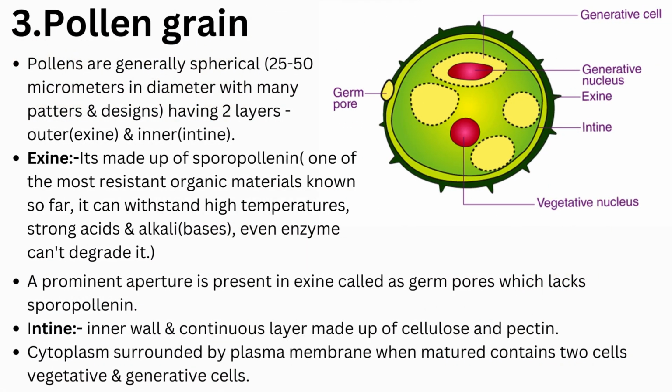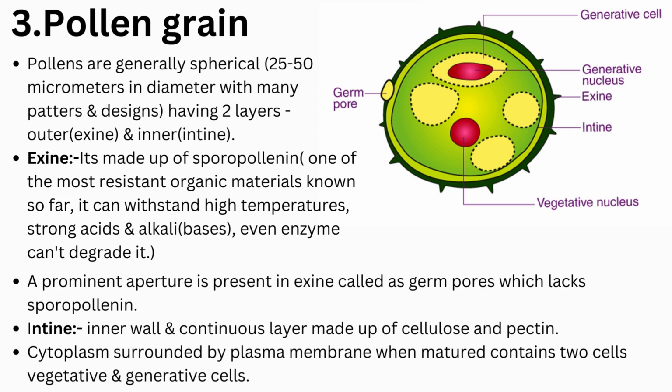Now third and last structure, which is pollen grains for the males. Pollens are generally spherical, 25 to 50 micrometers in diameter with many patterns and designs, having 2 layers, outer exine and inner intine. Exine, as you can see in this diagram, is made up of sporopollenin. Sporopollenin is one of the most resistant organic materials in the world. It can withstand high temperatures, strong acids, alkali bases, even enzymes can't degrade it.